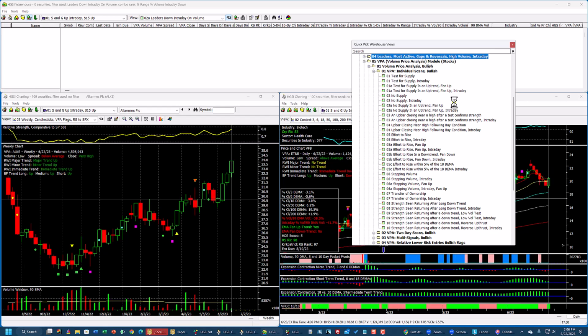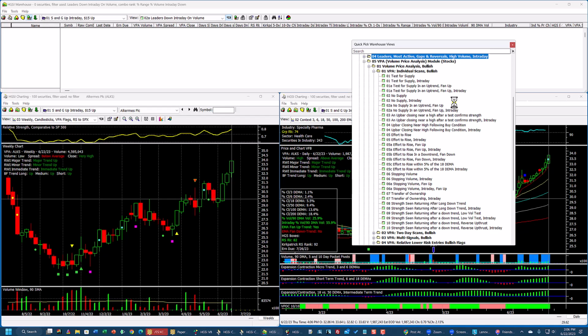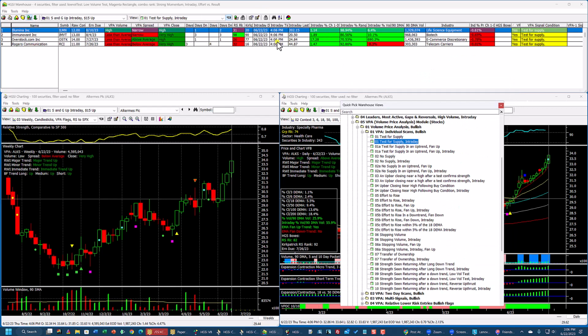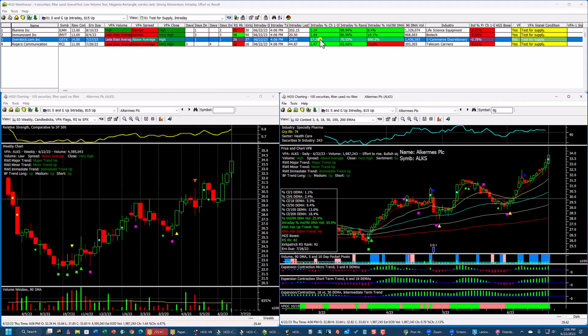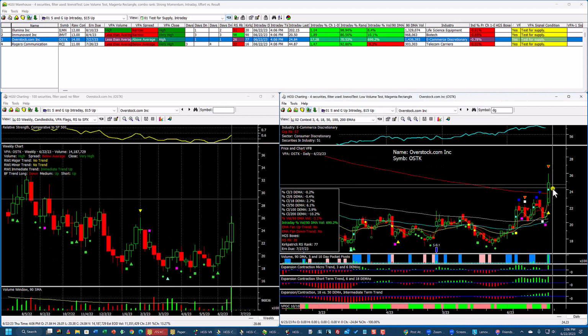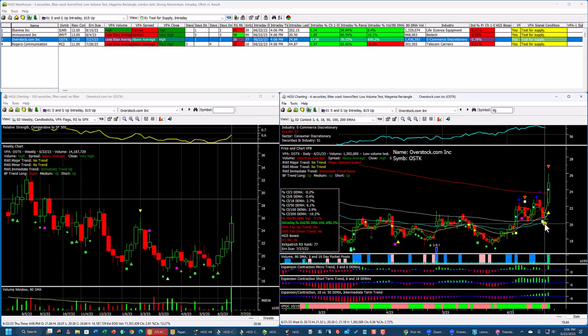And if you just like a specific look, here's test for supply intraday. All of these stocks that are up in here had a test for supply yesterday. See that? Test for supply. Overstock. It was moving this morning while it got up here, and then they sold into it, didn't they? But here's your test for supply.